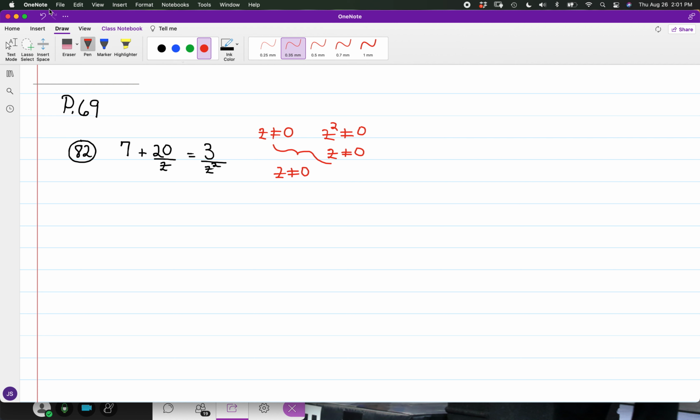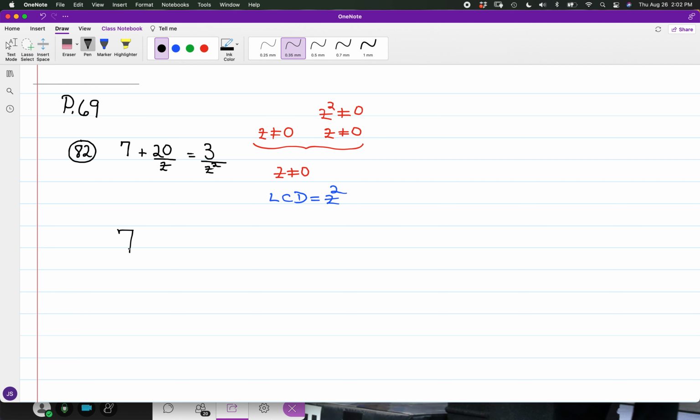In terms of being able to work with our fractions, we pull out the least common denominator. So you have z and z squared, and the smallest term that both z and z squared will go into is the higher order that we have in z, which is z squared. And so we multiply all terms by z squared so as to clear the fractions.